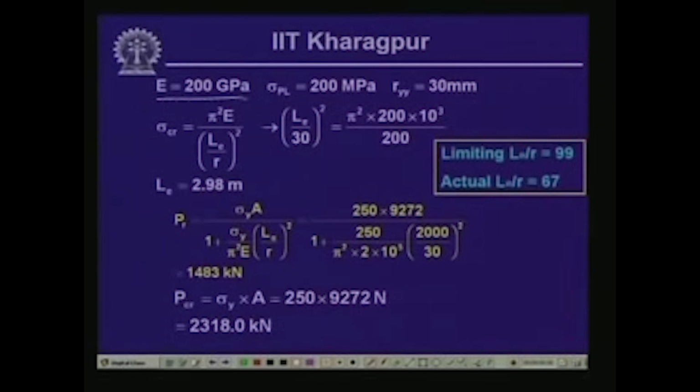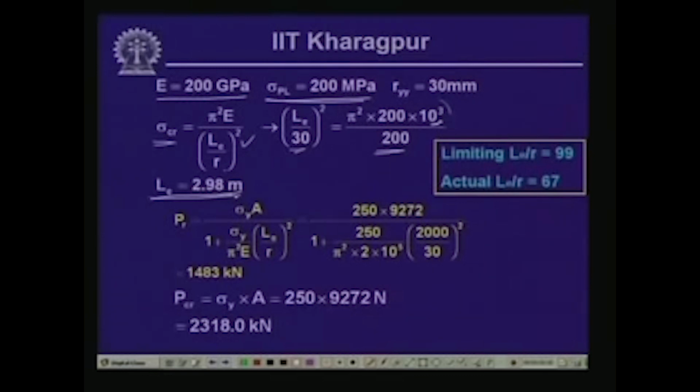Now, the value of E is given as 200 GPa, the stress at the proportionality limit is given as 200 megapascal. From the critical stress expression, sigma CR is equal to pi square E by L E by R whole square, as we have seen right now. From this we can write L E by R, where R of course we have taken as R minimum, which is 30, equals the square root of pi square E, given as 200 gigapascal times 10 to the power 3 megapascal, divided by 200 megapascal. So, this gives us a value of the length L E as equal to 2.98 meter.